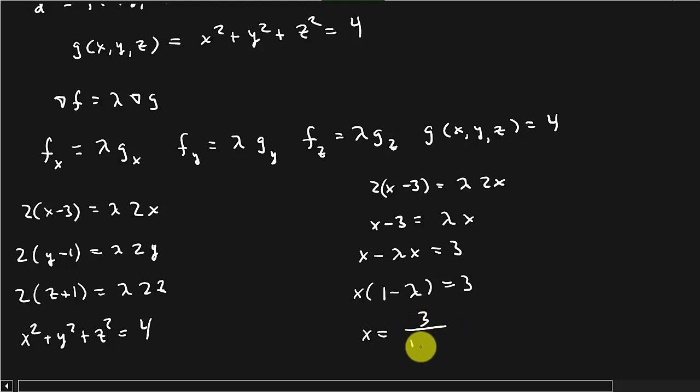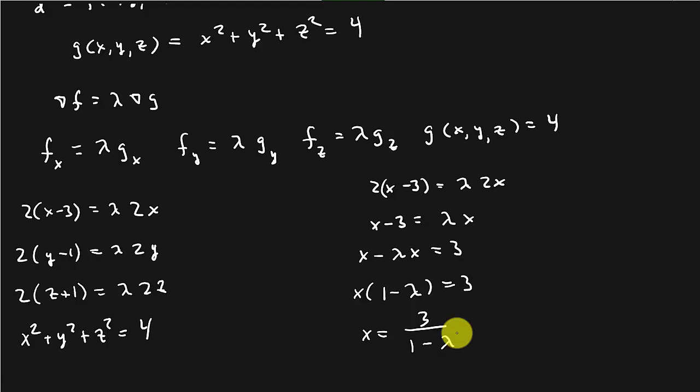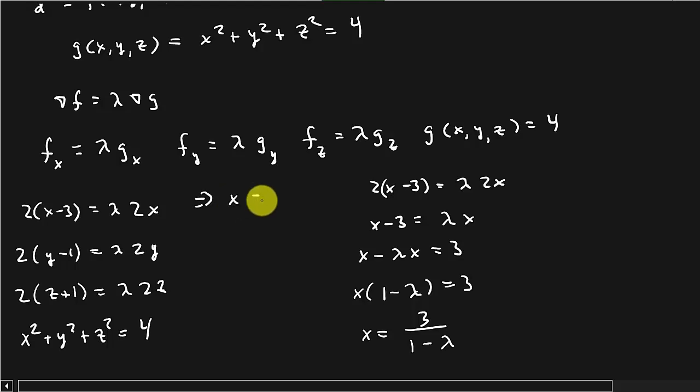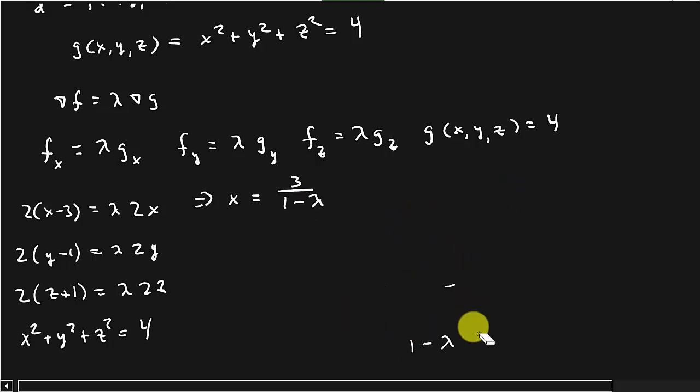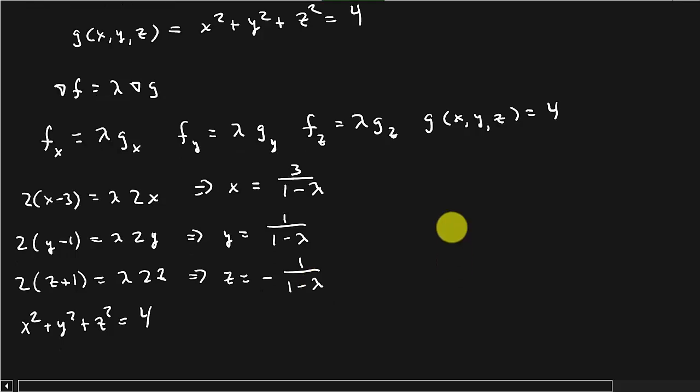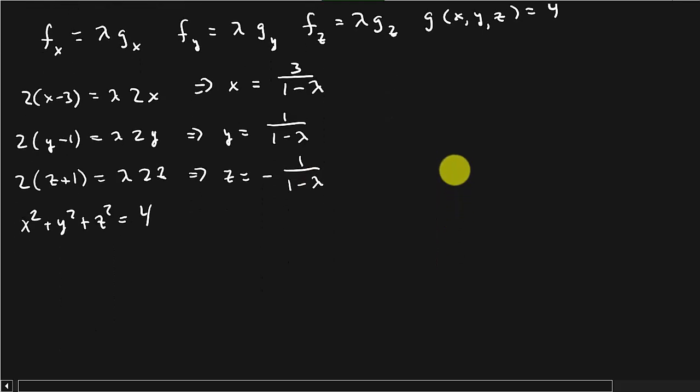So I get x is equal to 3 over 1 minus lambda. All right, and so that's x. This means that x is equal to 3 over 1 minus lambda. And then you would solve for y and z the same way. So this tells us that y is equal to 1 over 1 minus lambda, and z is equal to negative 1 over 1 minus lambda. So there's your x, y, and z.